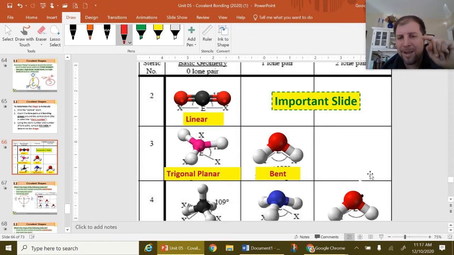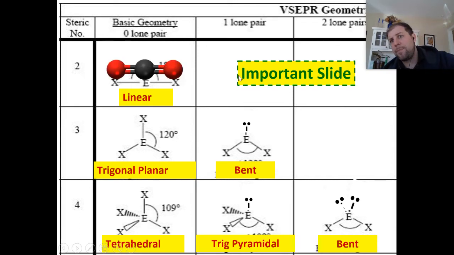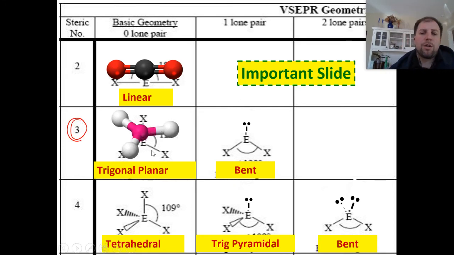Here is this table. Let me make this full screen. So here is the table. If you have only 2 things going on around the central atom, i.e. a steric number of 2, you are a linear shape molecule. If you have 3 things going on around the central atom, then you are steric number 3, and you would be trigonal planar.